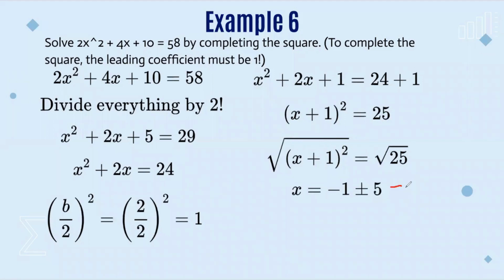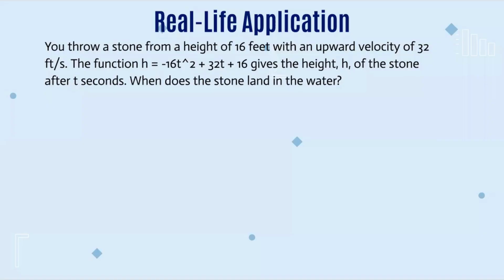Now all you have to do is evaluate both solutions, so negative 1 plus 15 would equal 14, and negative 1 minus 15 would equal negative 16. So your two solutions for x are positive 14 and negative 16.